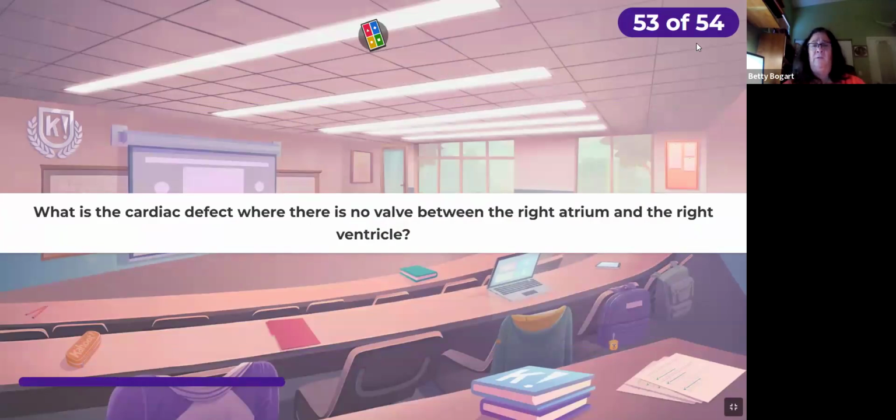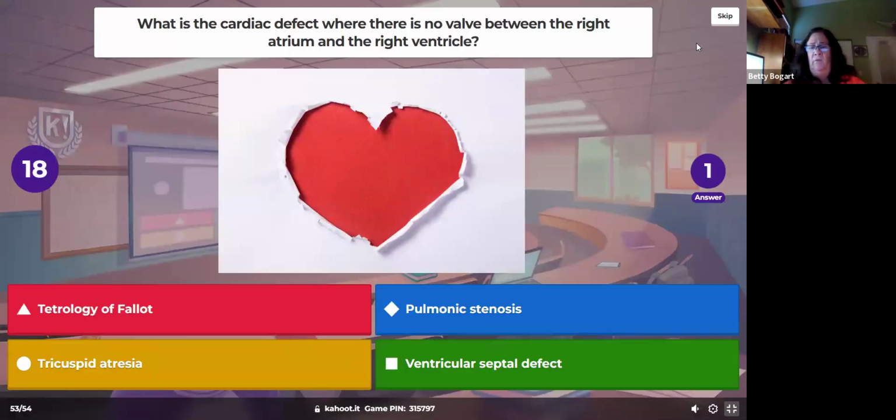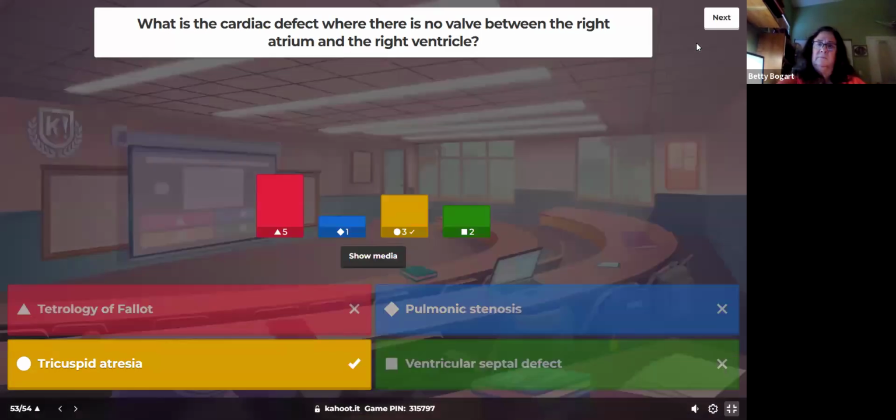What is the cardiac defect when there's no valve between the right atrium and the right ventricle? Right-sided, no valve. What's the name of that valve? The valve between the right side is called the tricuspid valve. And no valve is an atresia. So tricuspid atresia.